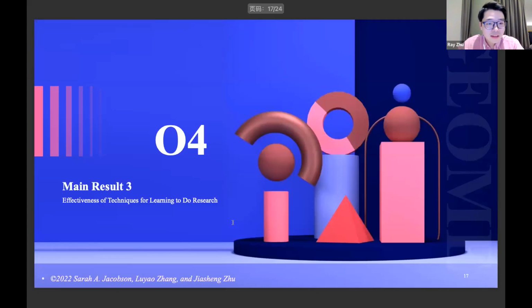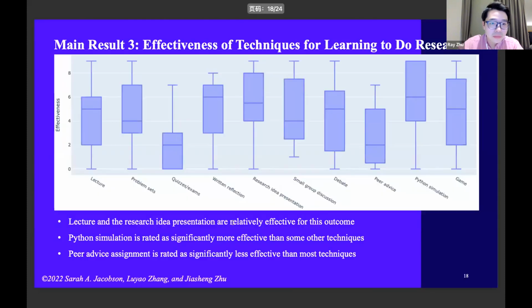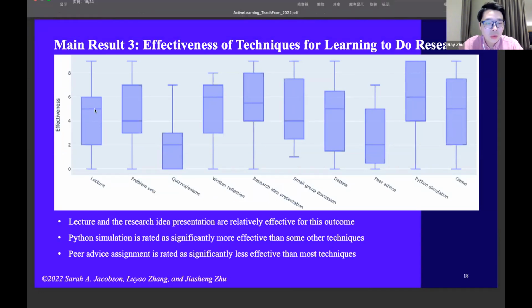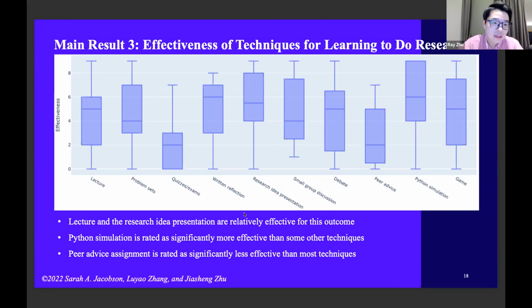Now let's go over the third main result, which is about the independent research that we have mentioned. Again, this is a box plot about the effectiveness level across different learning techniques. We found that lecture and the research idea presentation are relatively effective for this outcome.